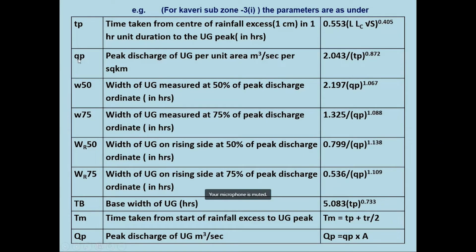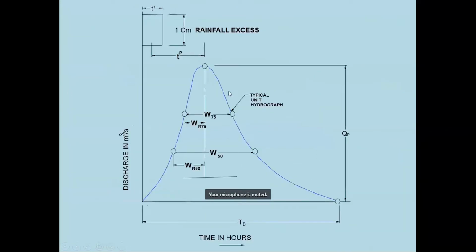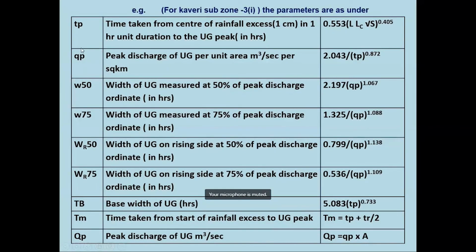Then this QP. Here in the drawing I will change it next time. This QP is the same as what you see here. So the peak discharge of the unit hydrograph has a formula, and this formula is based on TP. Then this W50 width, the width at 50% of peak discharge, is again a formula. At 75% of peak discharge, again an empirical formula. 50% rising width, this formula. 75% rising width, this formula. Base width, this formula. TM.